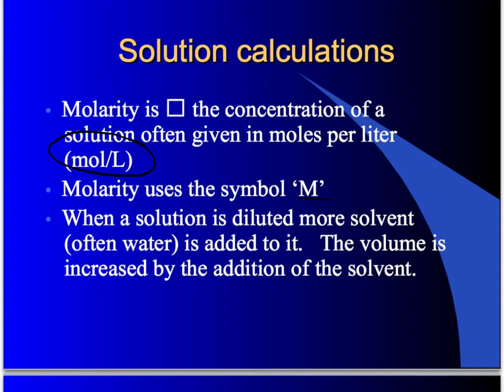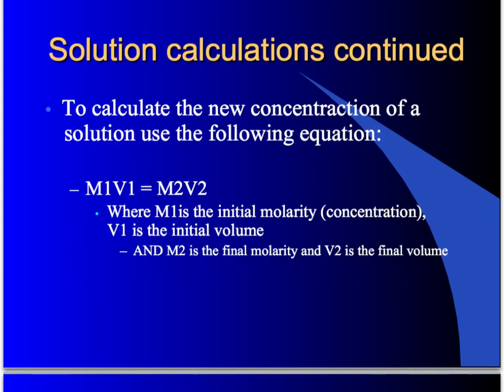And when a solution is diluted, more solvent, usually water, is added to it. The volume is increased by the addition of the solvent. To calculate a new concentration of a solution, you're going to use the equation M1V1 equals M2V2. M1 is the initial molarity or concentration, V1 is the initial volume, M2 is the final molarity, and V2 is the final volume. This probably looks pretty similar to the Boyle's law equation that we used in the last unit for gas laws, and you're actually going to set it up and solve it the same kind of way.